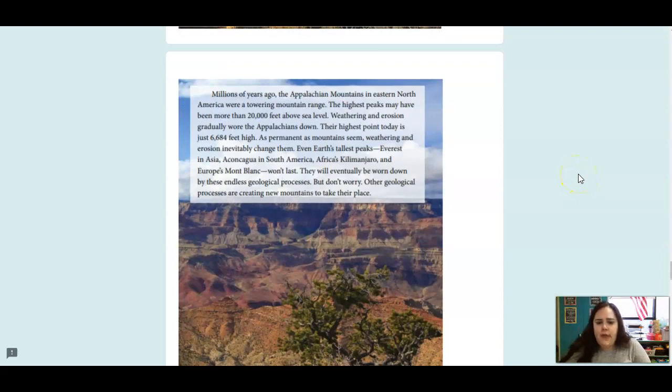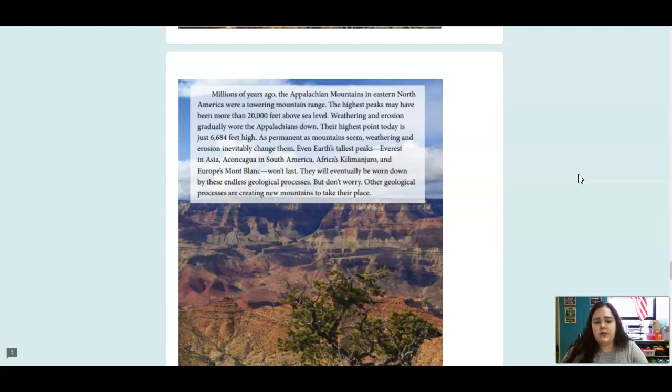Millions of years ago, the Appalachian Mountains in eastern North America were a towering mountain range. The highest peaks might have been more than 20,000 feet above sea level. Weathering and erosion gradually wore the Appalachians down. Their highest point today is just 6,684 feet high. As permanent as mountains seem, weathering and erosion inevitably change them.